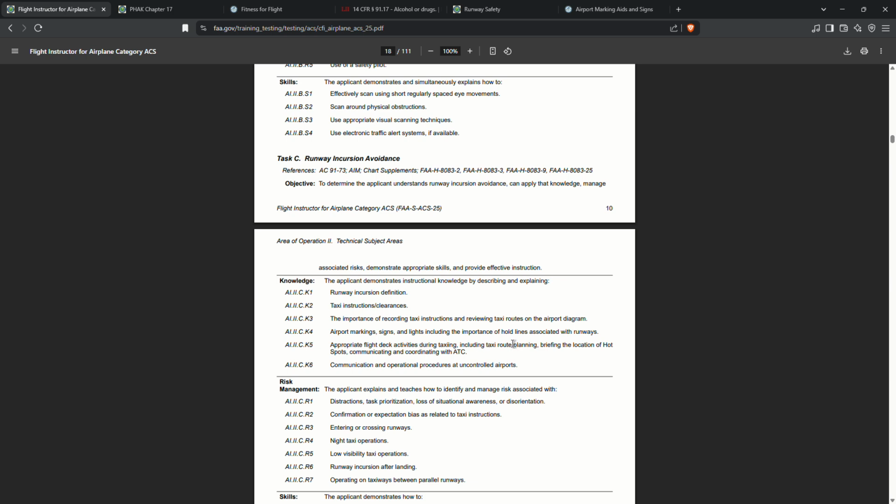And then, yeah. So again, flight deck activities. Always look out. Never look inside the aircraft if you're taxiing. It's just like driving. If you're staring at the speedometer while you're driving, you're not going to notice, hey, there was a car in front of me that just started braking.